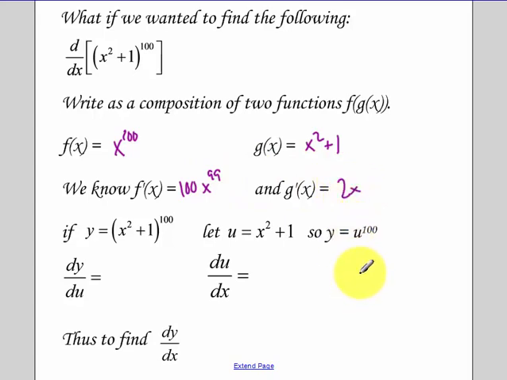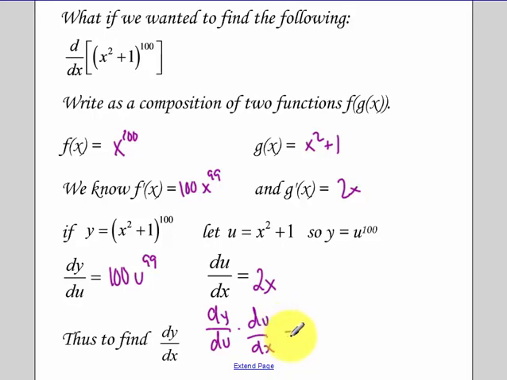Now, if we do what we call kind of like a u substitution, so we have this function y equals x squared plus 1, and we let u equal x squared plus 1, so y equals u to the 100th power. dy/du, the derivative of y with respect to u, is 100 u to the 99th power, and then the derivative of u with respect to x is 2x. So then to find dy/dx, we take dy/du and multiply it by du/dx.